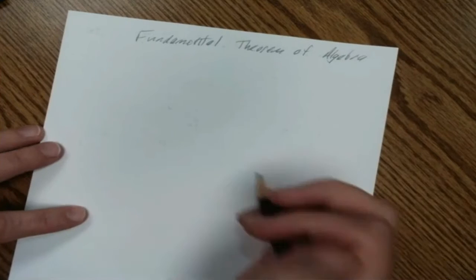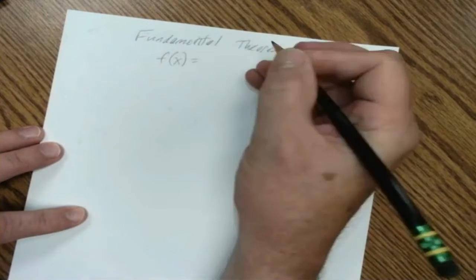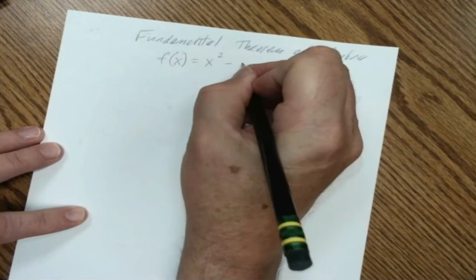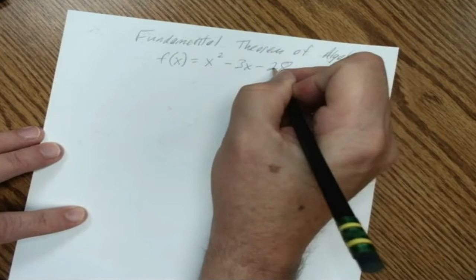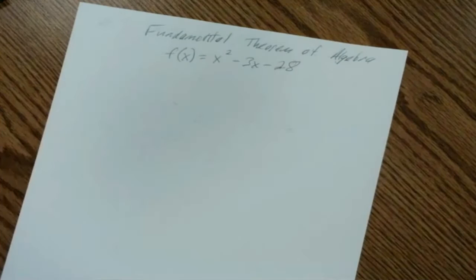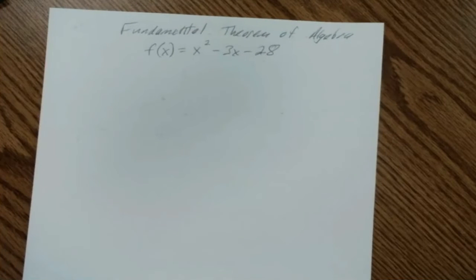And here is what the fundamental theorem of algebra talks about. Well, I'm going to start this out. I'm actually going to put a question up here. I want you guys to respond in the chat. If I have this equation right here, x squared minus 3x minus 28, how many zeros will that have? How many solutions for x will that have that would make that equal to 0?